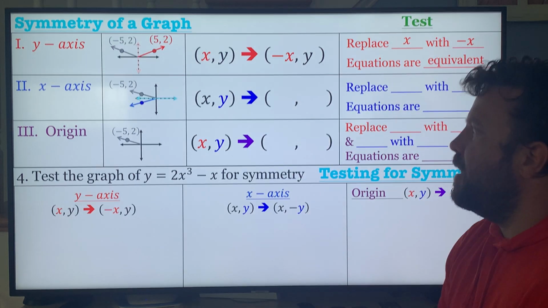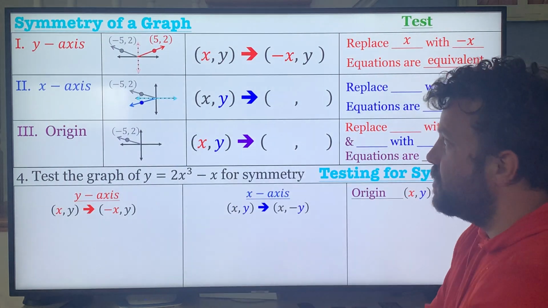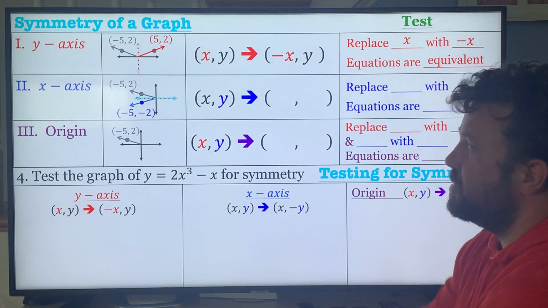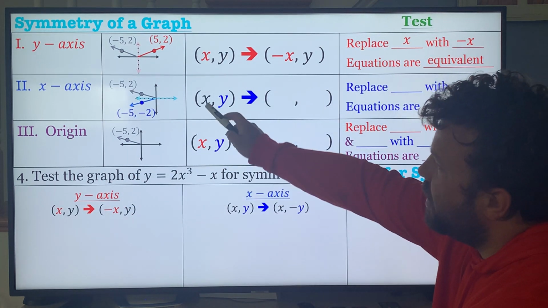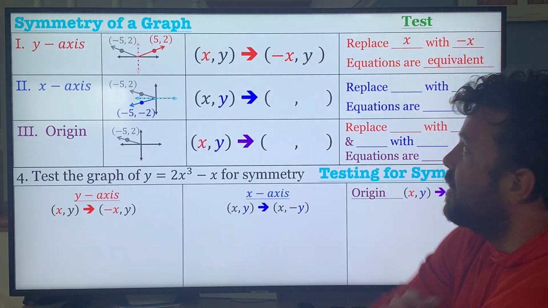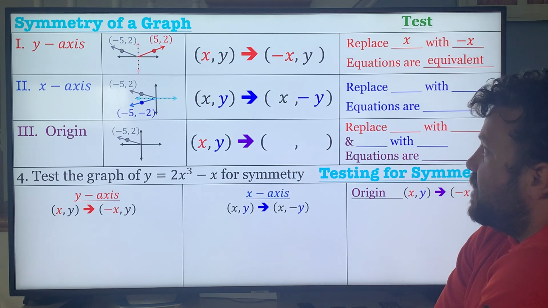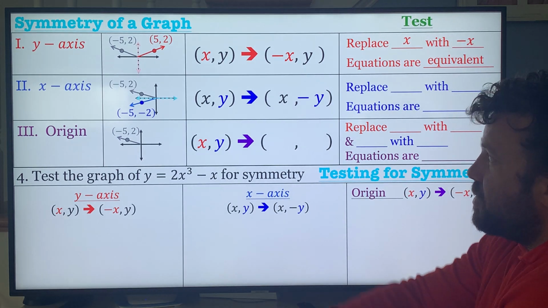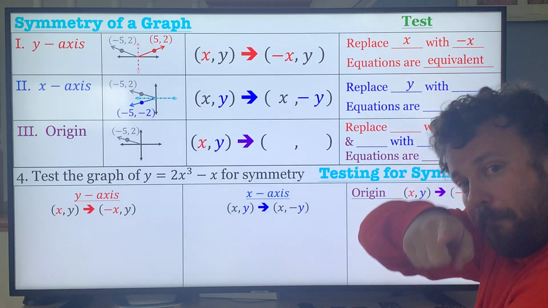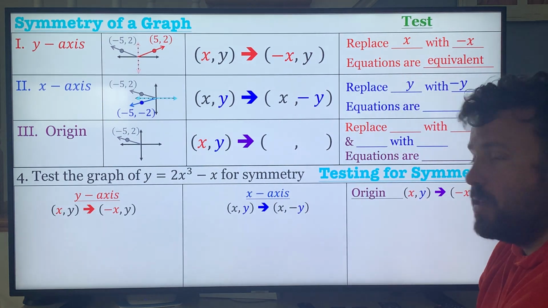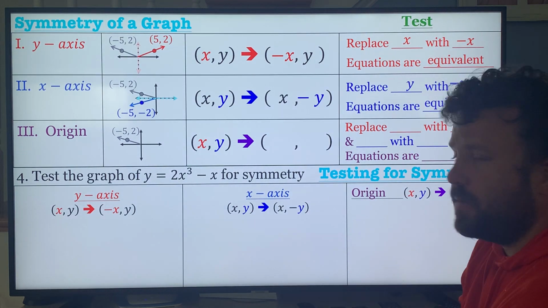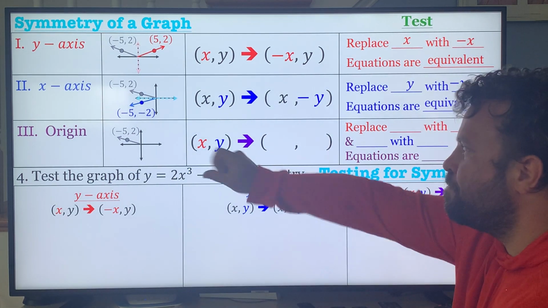All right. And instead of being negative 5, 2, we're still negative 5, right? But now instead of being up 2, we go down 2. So it's negative 2. So the x stays the same. It's still both negative, so x stays the same, but y changes its sign, so it's x, negative y. So what are we replacing here? We're replacing the y with a negative y, and our equations are equivalent. Good job. See, you didn't need to be in class today.